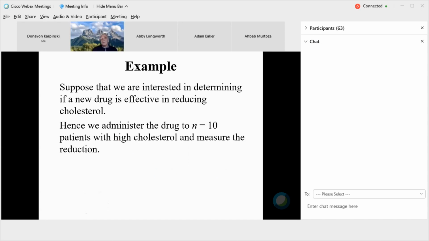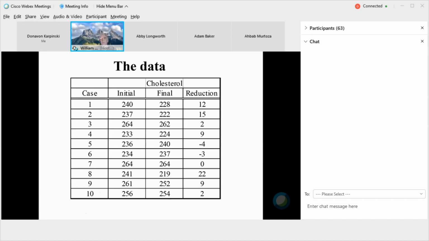Suppose we're interested in determining if a new drug is effective in reducing cholesterol. So it's administered to 10 patients with high cholesterol, and you measure the reduction. Here are the initial measurements of cholesterol, the final measurements for cholesterol, and the reduction. Most of the times the reduction is positive. There's a few times when it's negative or 0.